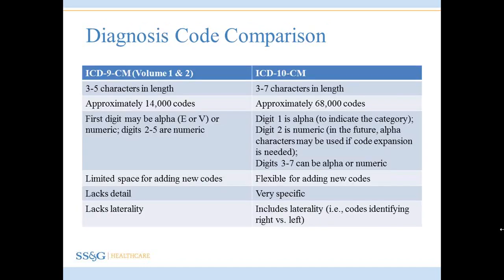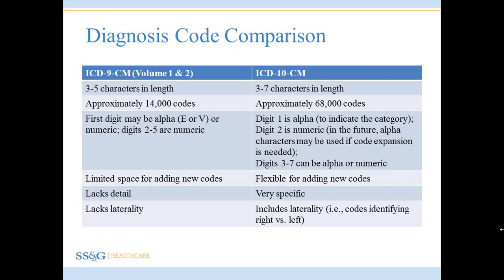The next comparison screen you've probably seen many times, where it's comparing ICD-9 to ICD-10. ICD-9 is 3 to 5 characters, ICD-10 is 3 to 7. The first digit of ICD-9 may be alpha, the E or V codes, or numeric, and the other digits are 2 to 5 numeric. For ICD-10, digit 1 is alpha, digit 2 is numeric, and digits 3 through 7 can be alpha or numeric.